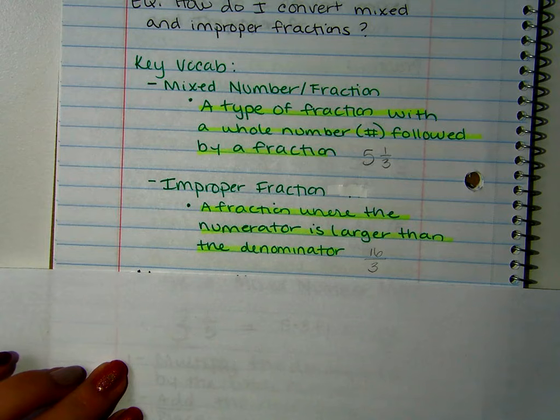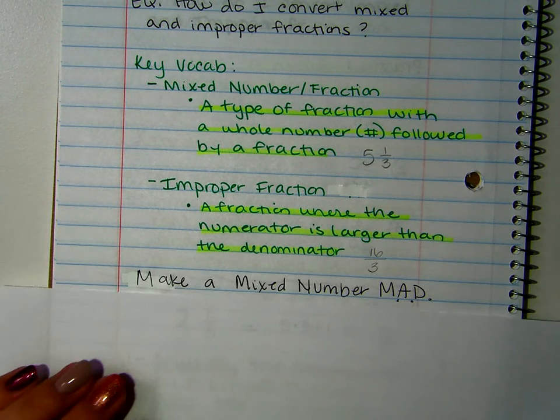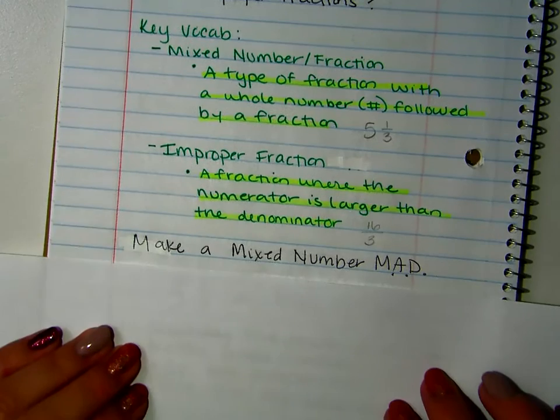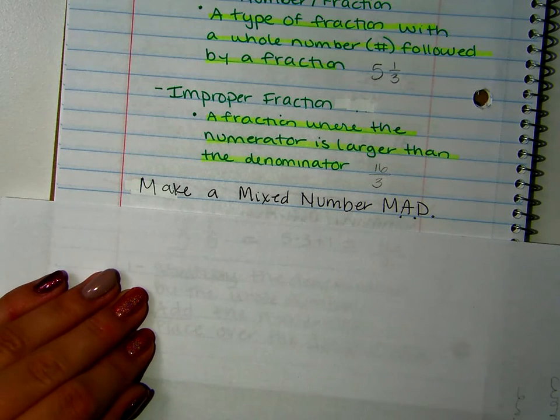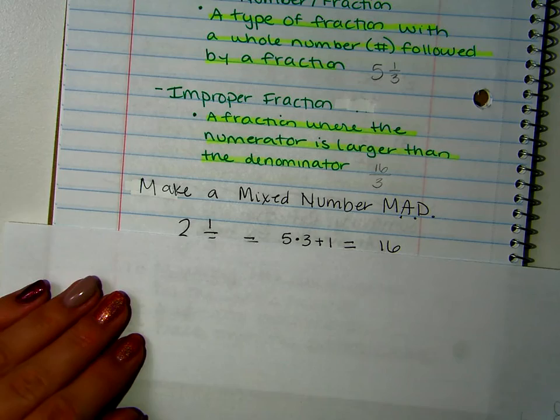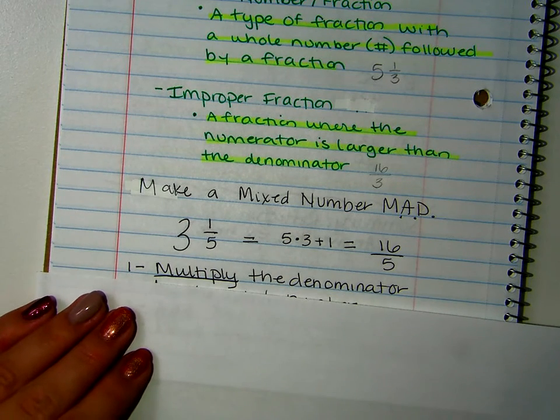Now, the first task that we are going to do is we are going to learn how to make a mixed number MAD. MAD is my little acronym that I use to help you guys remember how to convert from a mixed number into an improper fraction. So, we are going to make our mixed number MAD, M-A-D. There's 3 steps here. So, the first thing that we're going to do is we are going to go ahead and multiply the denominator, okay?